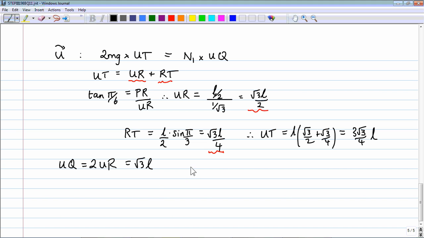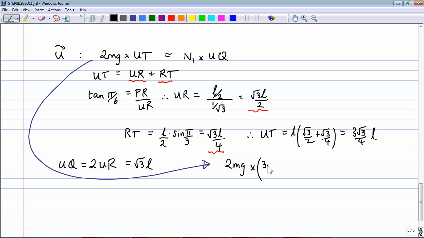Okay, so finally our moment equation becomes 2mg times UT, which was 3 root 3 over 4L, equals N1 times UQ, which is root 3L. So root 3 cancels, L cancels, and 2 cancels with 4 to give 2, so N1 is 3mg over 2.